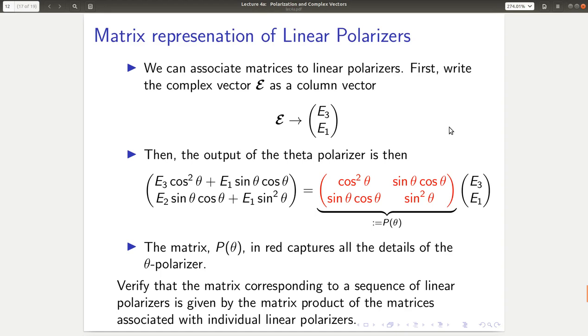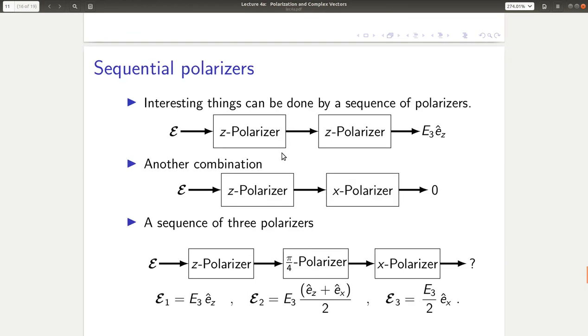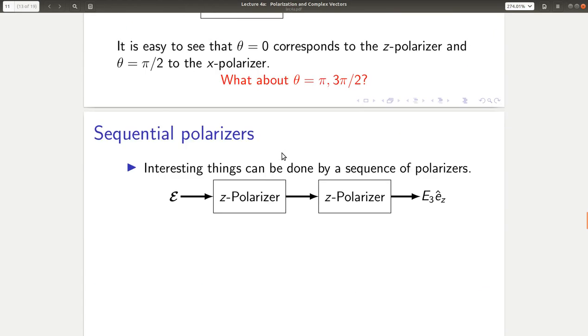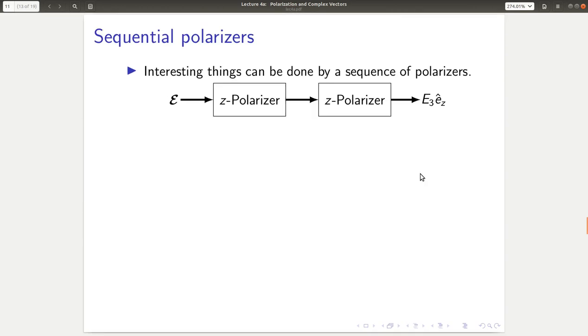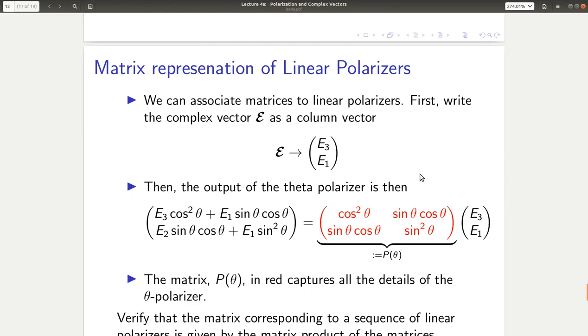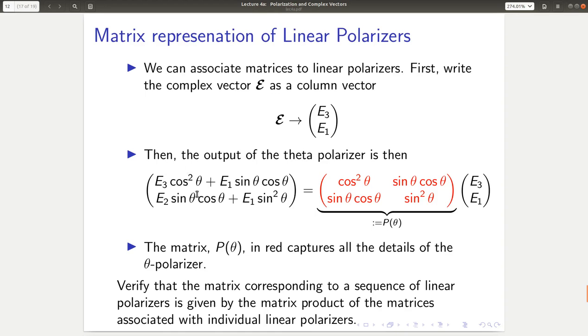And now we can ask, if we pass this through a theta polarizer, what will be the output? We can just go ahead and write out the column vector representation of this vector. If you just go ahead and do that, we get E3 cosine square theta plus E1 sine theta cosine theta. Similarly, you get E3 sine theta cosine theta plus E1 sine square theta. Okay, so this is what we get.